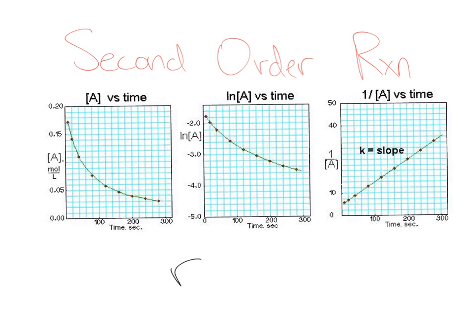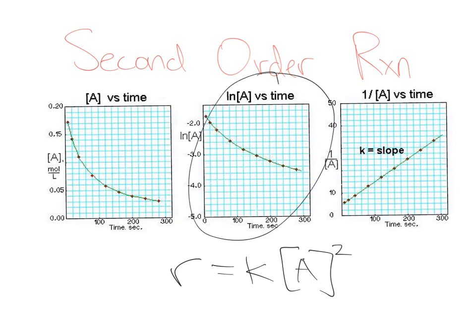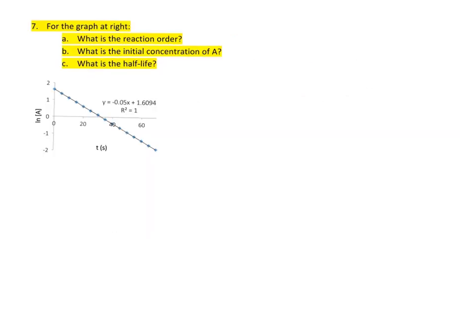In a second order reaction, the rate is proportional to the concentration of A squared. And we look at the graph of the natural log of A versus time and see that it is not a linear relationship, leading us to believe that ours is a first order reaction, since we do have a linear relationship between the natural log of A and time.